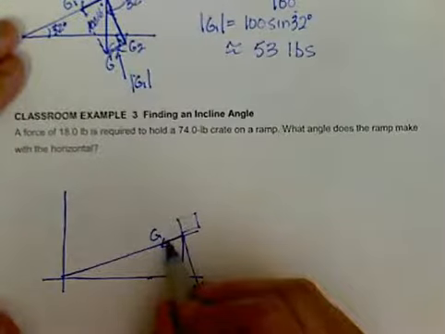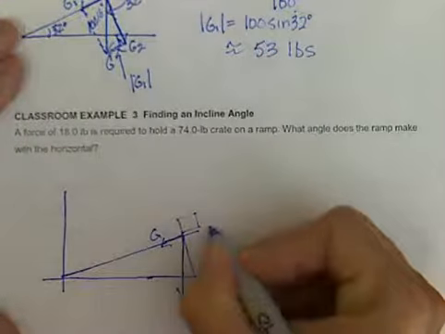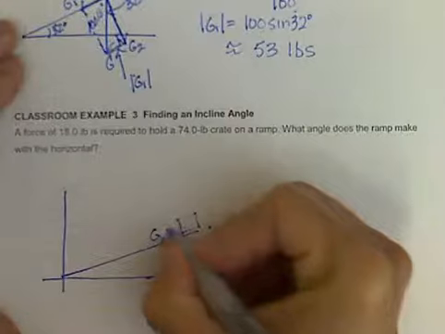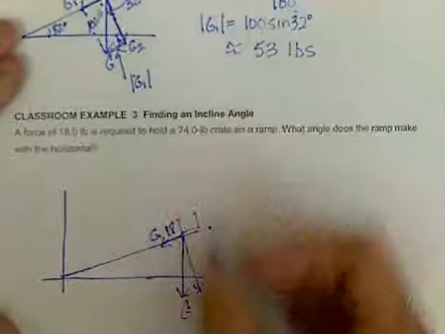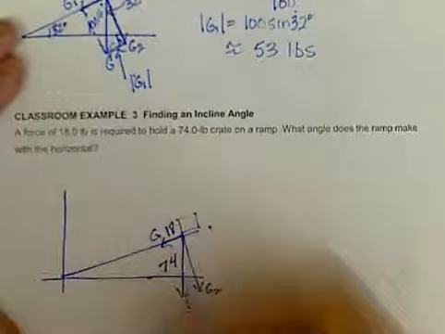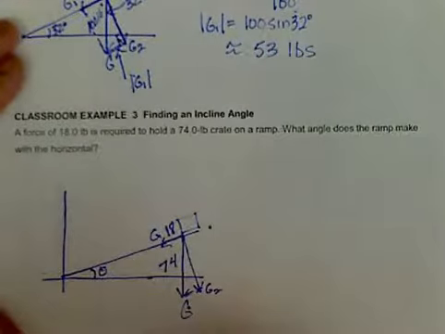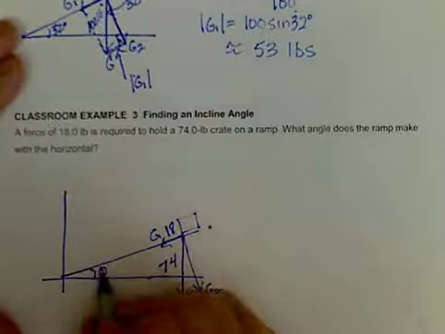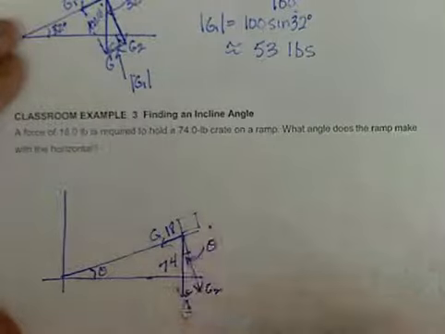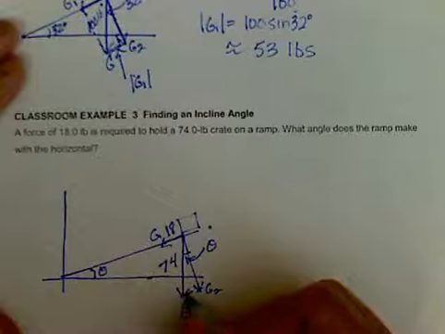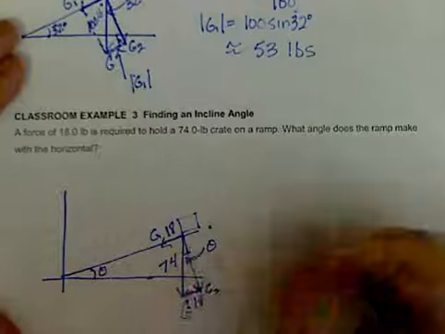This time I know the force required to hold the crate on the ramp is 18 pounds. That would actually be the force going this direction, but it would have the same magnitude as this one. So this magnitude is 18 pounds, and we know the force of gravity magnitude is going to be 74 pounds. What we're trying to find is this angle that the ramp is inclined at. What we saw in the last problem is that this angle and this angle turn out to be the same. So this in here is angle theta. This side of our triangle is 18 and this side is 74. This is the side opposite our angle.